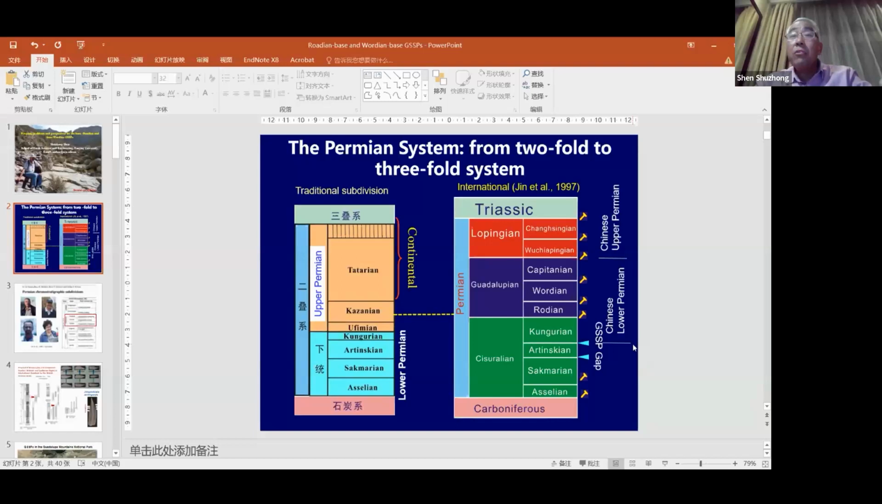Okay, actually Maokou is basically equivalent to the Guadalupian. And so we have two traditional upper Permians and two traditional lower Permians, but they are very different in terms of the Chinese meaning and the Russian meaning.